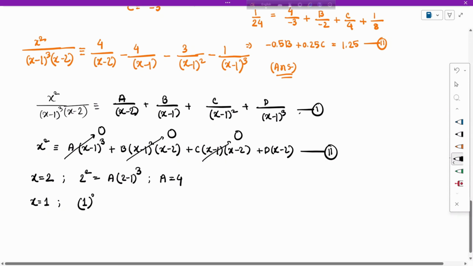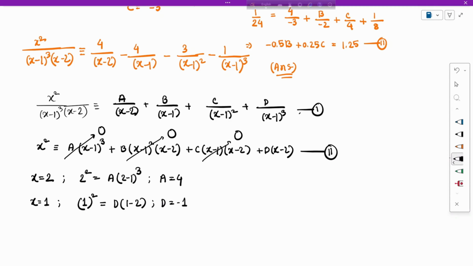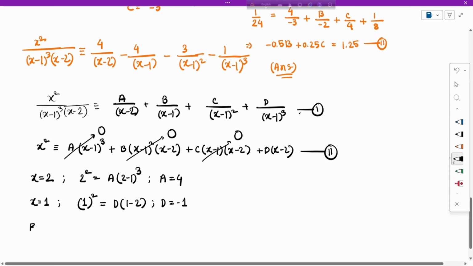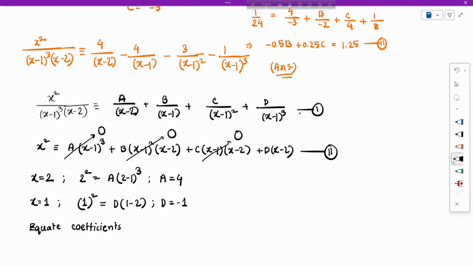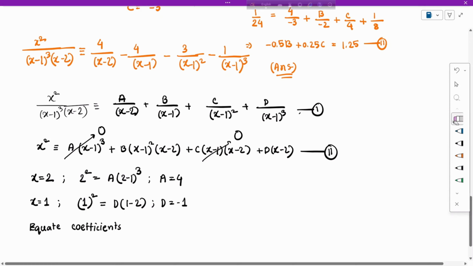So x equals 1, d is 1 minus 2, so the value of d is negative 1. So now we're left with no values of x. So now we equate coefficients. What coefficients do we equate? Which of the coefficients should we choose to equate in order to get the values of c and b efficiently?